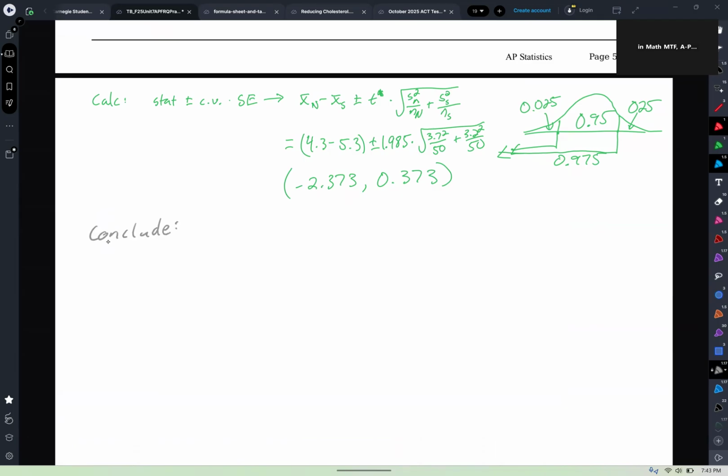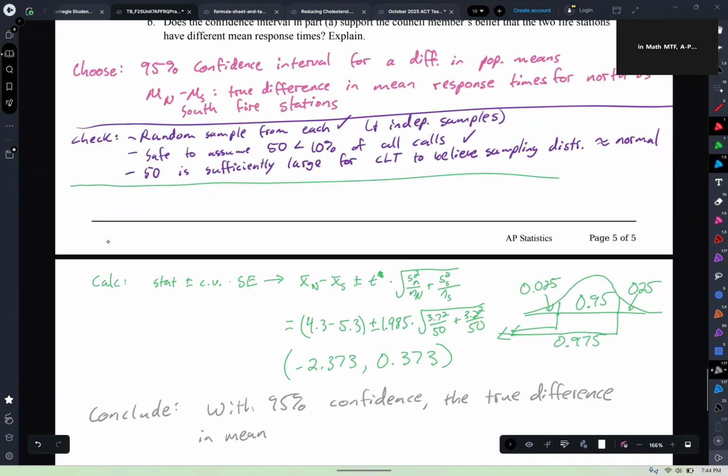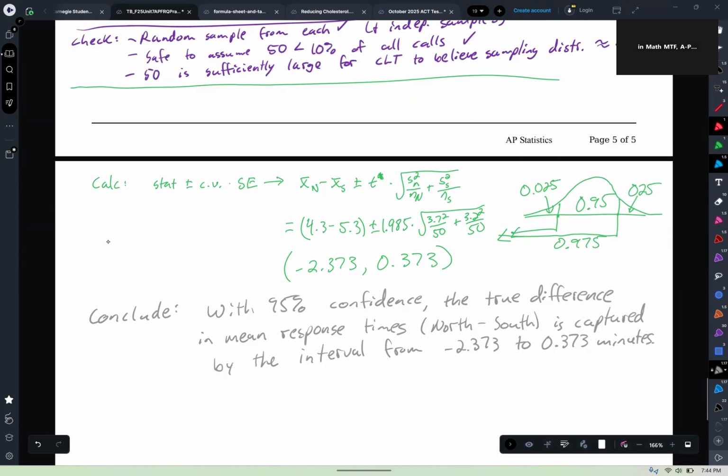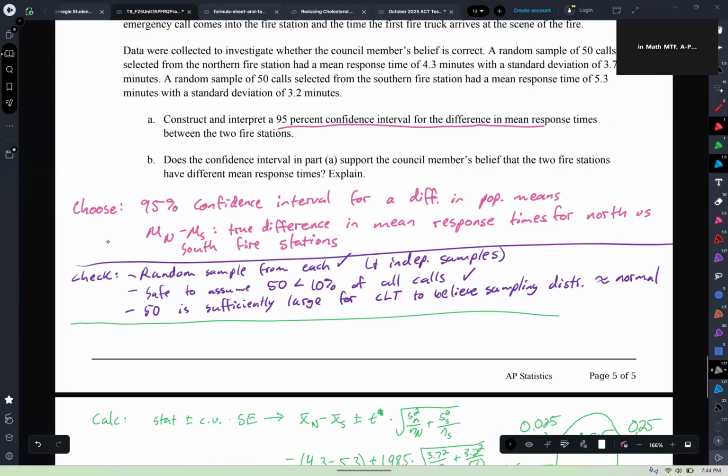Conclude with 95% confidence the true difference in mean response times, north minus south, is captured by the interval from -2.373 to 0.373 minutes.